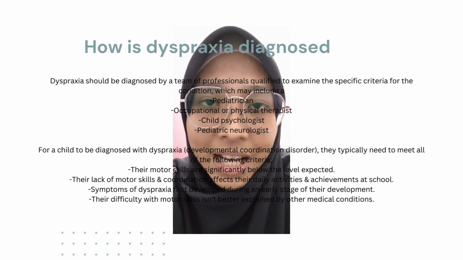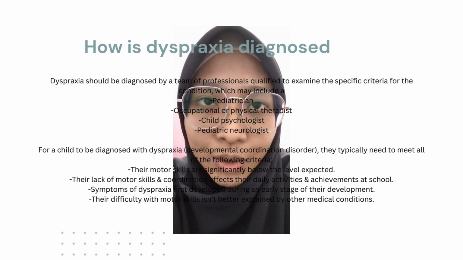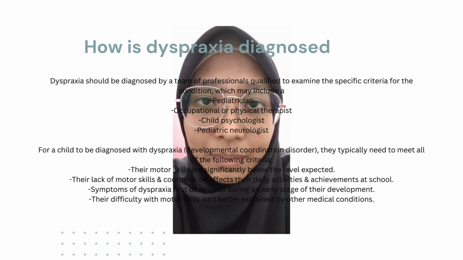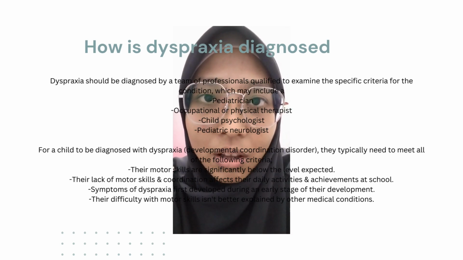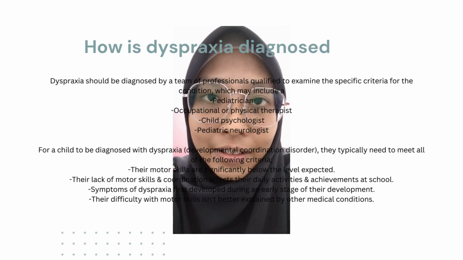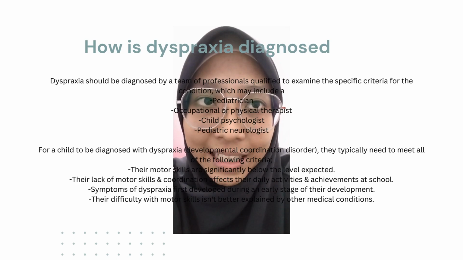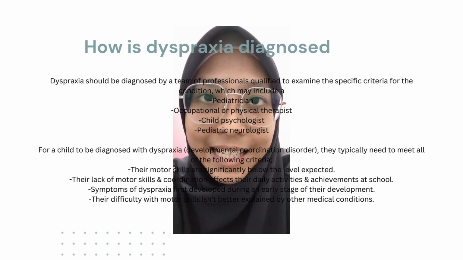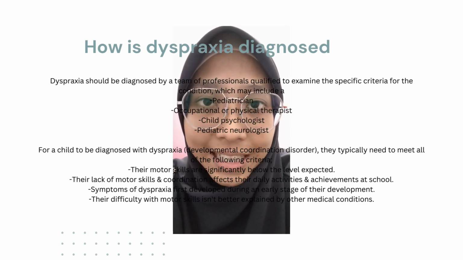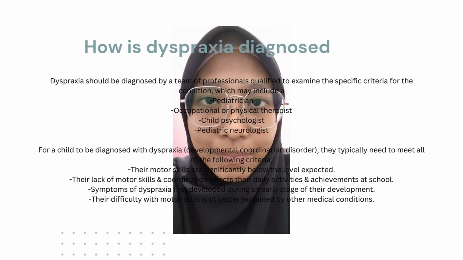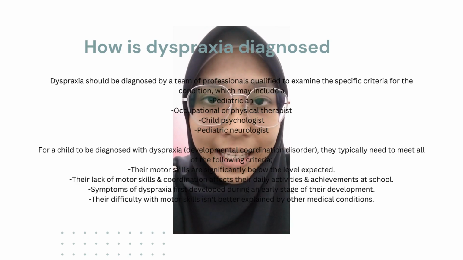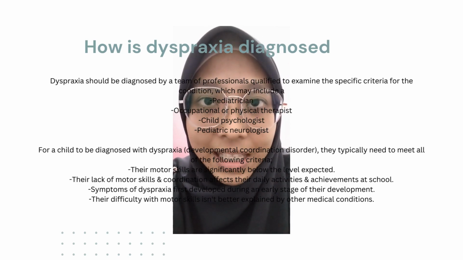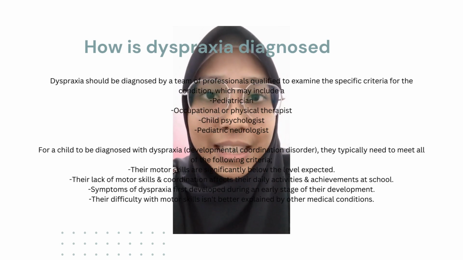For a child to be diagnosed with dyspraxia, developmental coordination disorder, they typically need to meet all of the following criteria. Their motor skills are significantly below the level expected. Their lack of motor skills and coordination affects their daily activities and achievement at school. Symptoms of dyspraxia first develop during an early stage of their development, and their difficulty with motor skills is not better explained by other medical conditions.